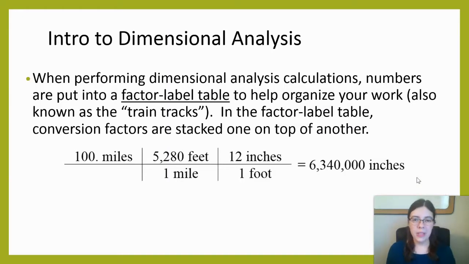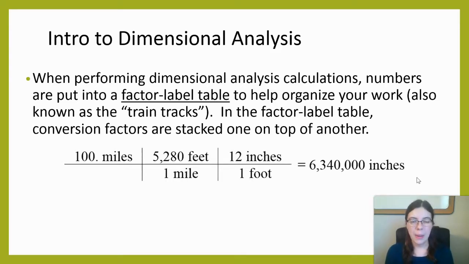Okay, so the way that dimensional analysis works is it is using something called a factor label table, which I sometimes call the train tracks because they kind of look like them, and helps to organize our work using units and those conversion factors to make sure that we're setting things up correctly.